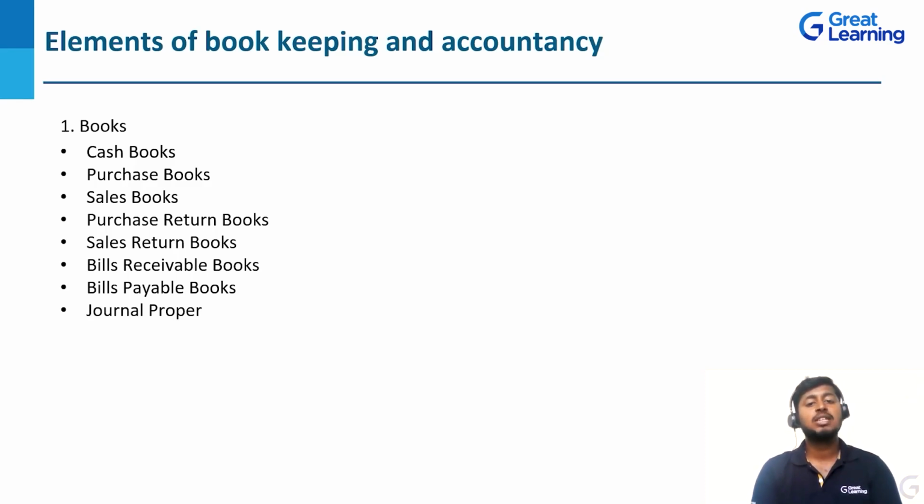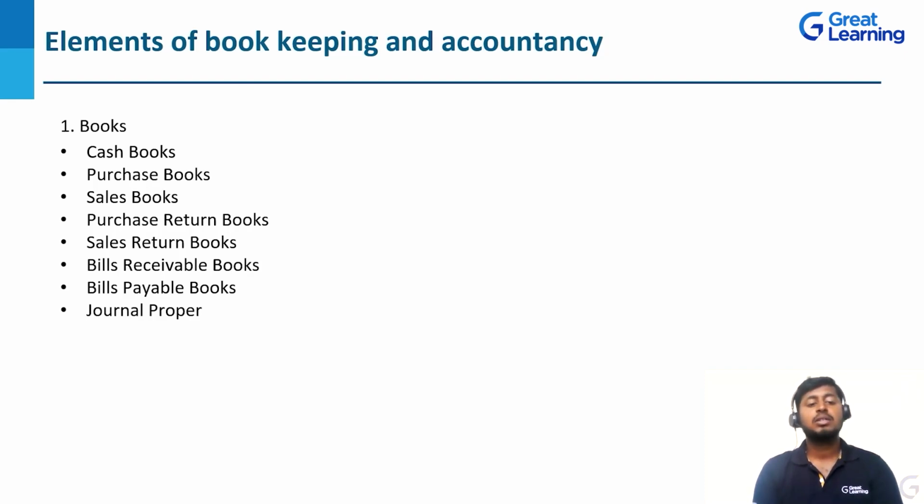Next, bills receivable books. The company allows some credit repayment period, correct? For example, the company allows its customer 30 days to repay the money. Within the 30 days, we need to maintain all the records, correct? That we maintain in the bills receivable books. Next, bills payable books. Whatever bills or vouchers the company needs to pay to others, that is the liability, correct? That they maintain in the bills payable books.